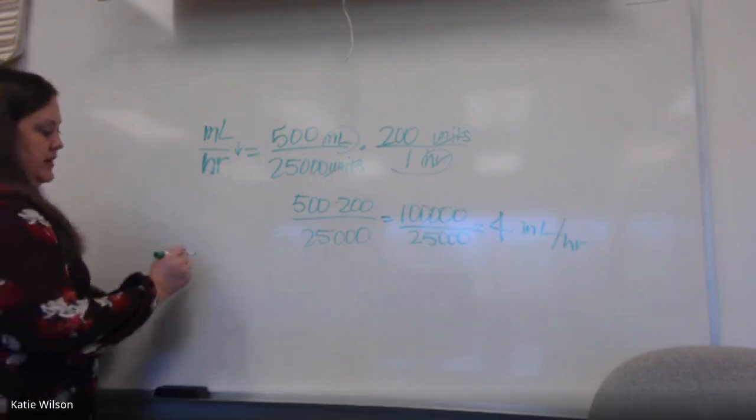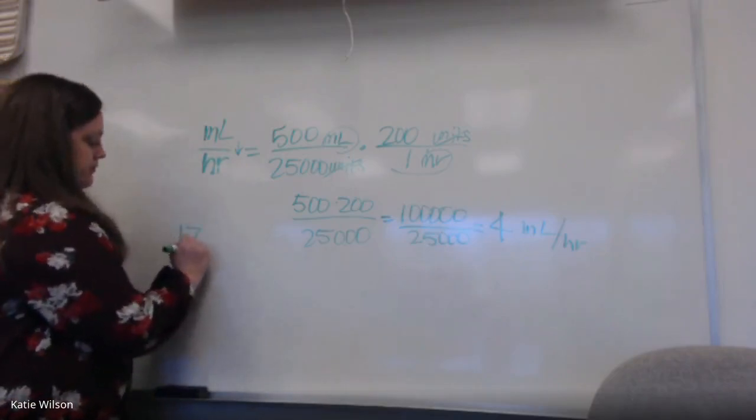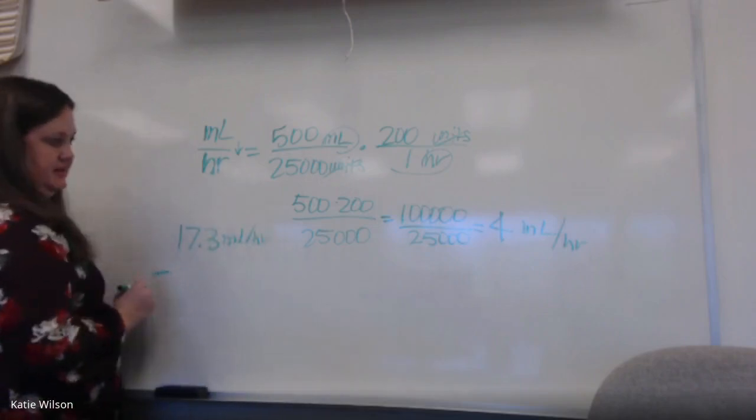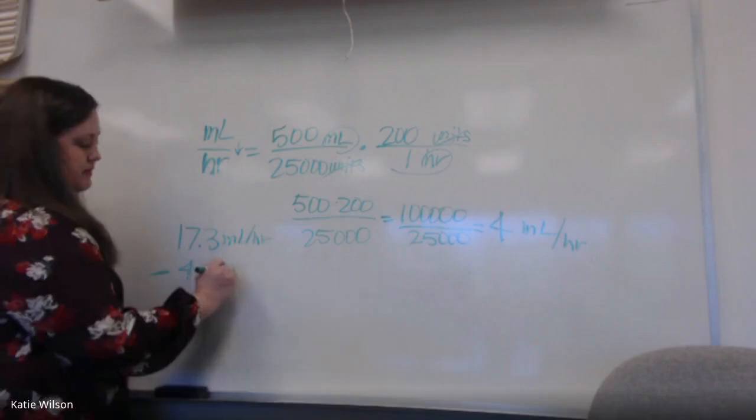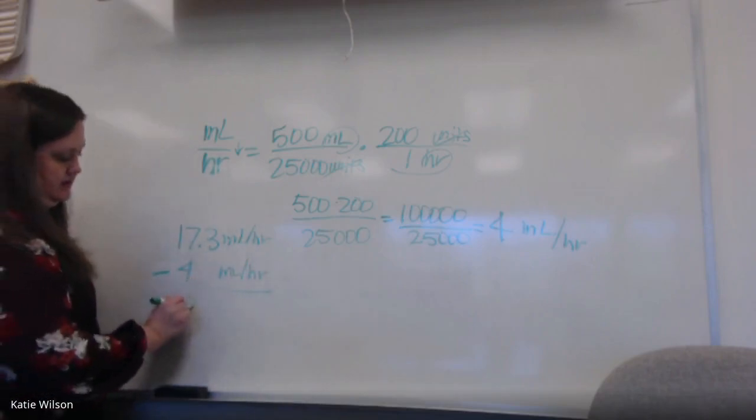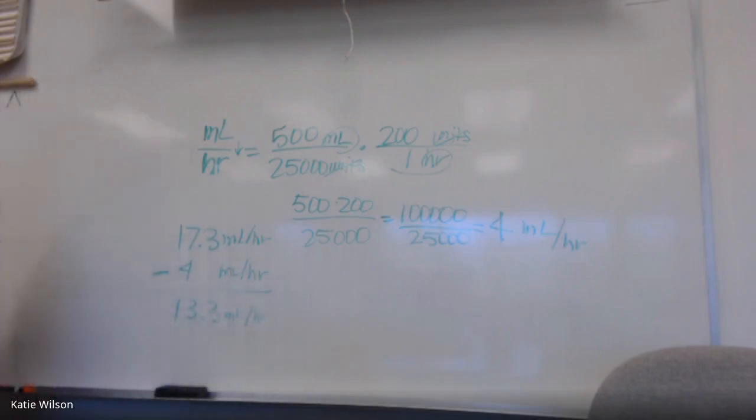So my starting rate was what? 17.3. And I'm going to decrease it by 4 milliliters per hour. So 17.3 minus 4 is 13.3 milliliters per hour. That would be our new rate. Did we get the right answer? Good.